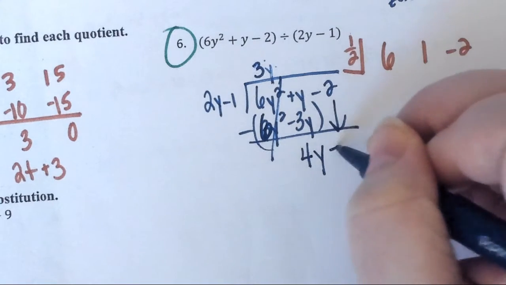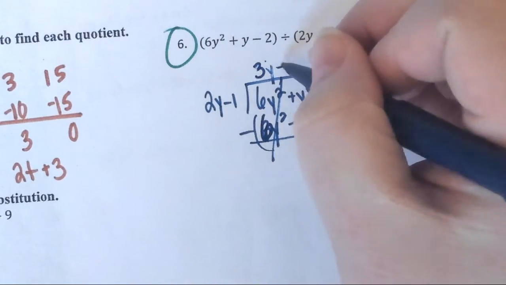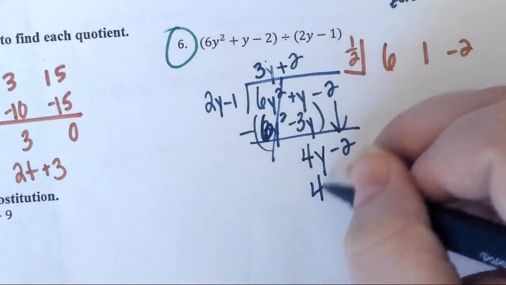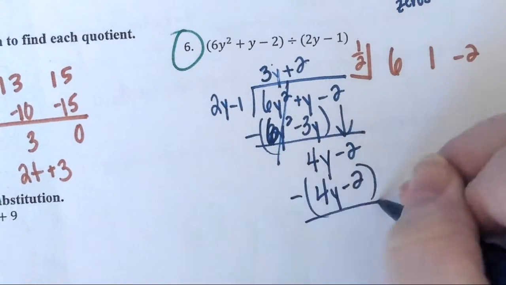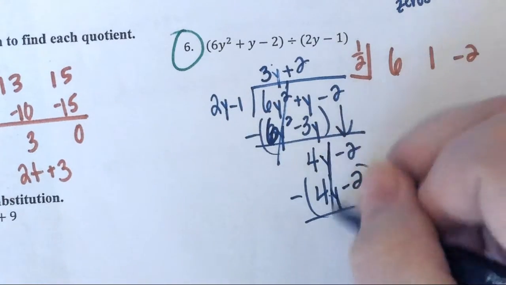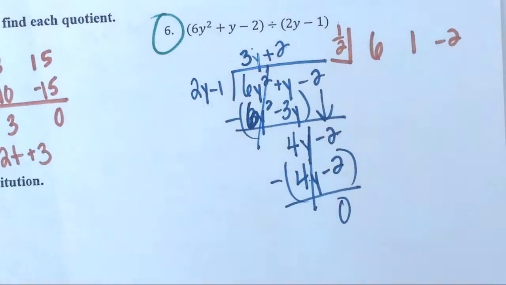Okay, I bring down my negative 2. How do I go from 2y to 4y? I multiply by 2. And so I've got 4y. Negative 1 times 2 is negative 2. I change everyone's sign. 4y minus 4y, that dies. Negative 2 minus negative 2, that dies as well. So I'm happy because, again, I have a remainder of 0. Does that happen often? No. So those were 2 interesting problems.